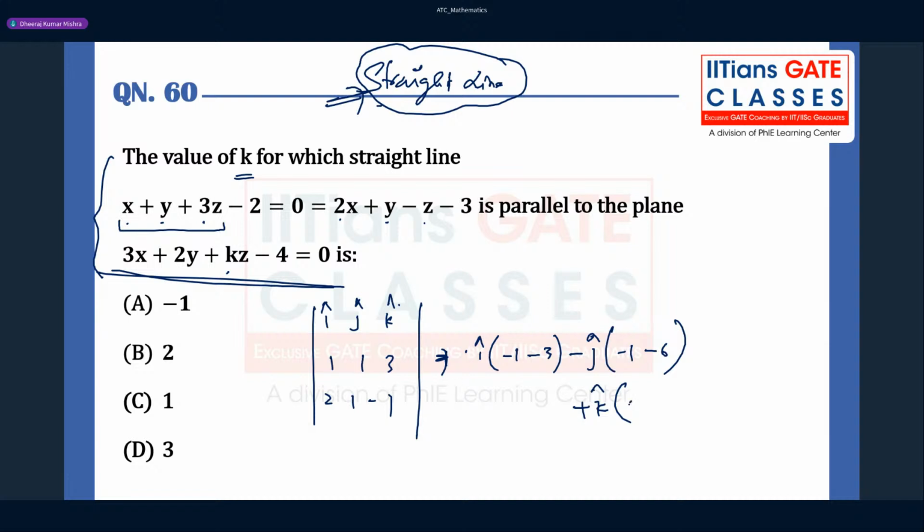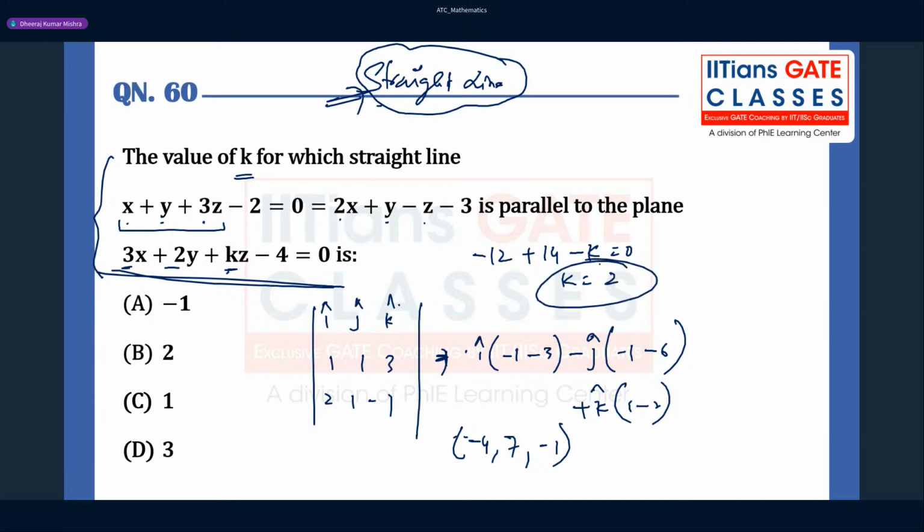So you will get some components here. The components you're getting are minus 4, then 7, and then minus 1. And from the plane you see 3, 2, k. Since they are parallel, you can take the dot product of that. So you'll get minus 12 plus 14 minus k equal to 0. So k equal to what? k you're getting as 2, right? So the answer for this question is 2.